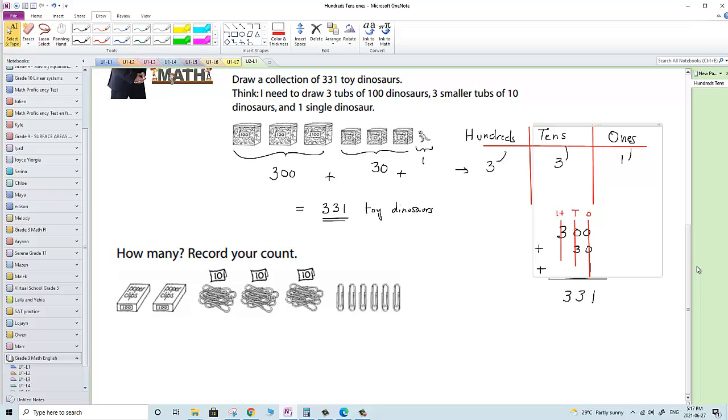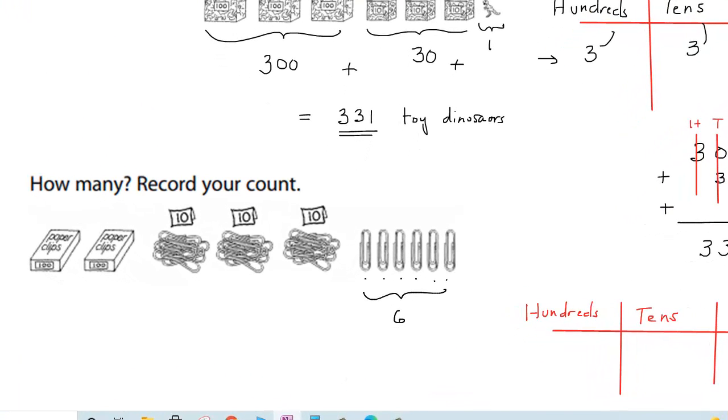How many? Record your count. This is what? This is paper clips. I'm going to do the same thing. I have my magic table. So I create my magic table that puts my numbers into 3 categories. I start from the right side with the ones. After that, the tens. After that, the hundreds. Now I start to count. How many one clips here? I have 1, 2, 3, 4, 5, 6. I have 6 paper clips.